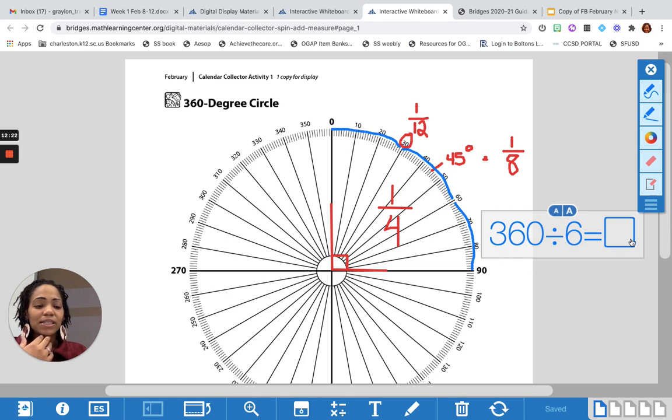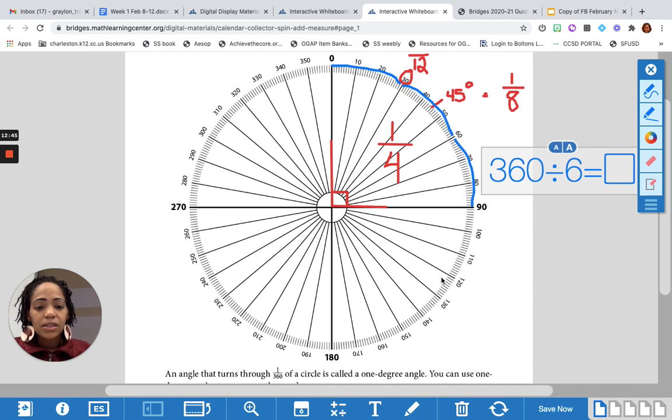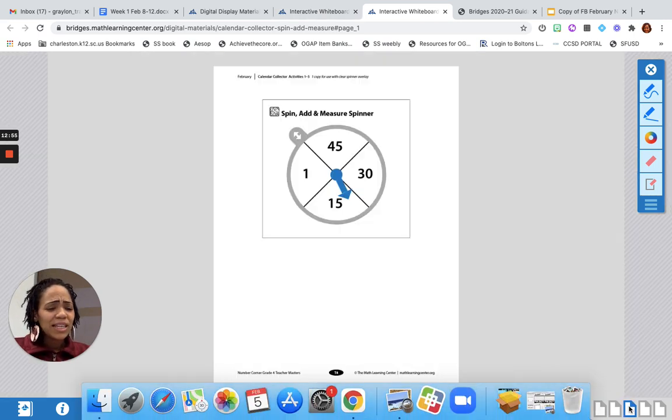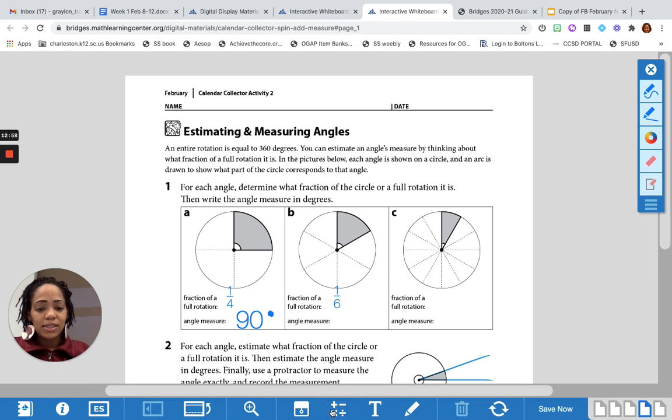6 times 6 is 36, so that means 6 times 60 is 360. So when I'm talking about 1/6, I'm talking about 60 degrees. Let's check that out. Here's 1 60 degrees. Here's 2 60 degrees. So 180 would be 3. So we have 3 between 0 and 180, which means we have 3 on the other side. So that works out perfectly. So it is 60 degrees.